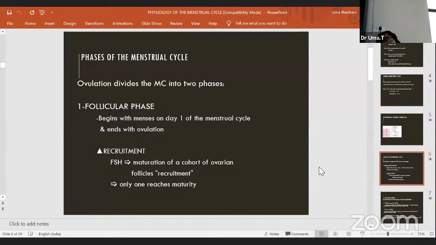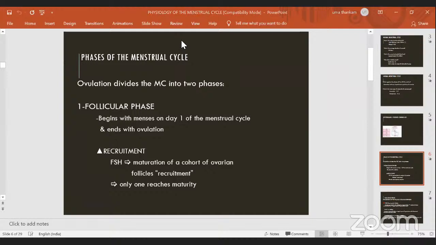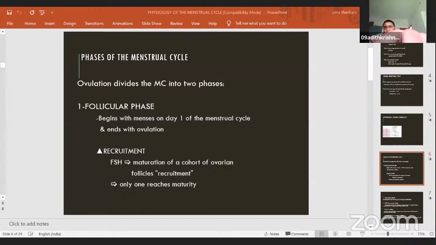As you know, the ovary at the time of intrauterine life, around 20 weeks of gestation, you can see that... I see the participants are decreasing in number. Okay. So at 20 weeks of gestation, what is the stage of the ovarian follicles at that time? Yes, Adit Krishna. Primordial follicle.